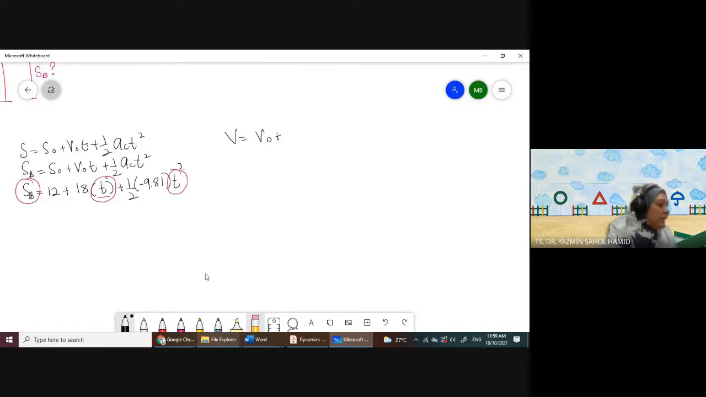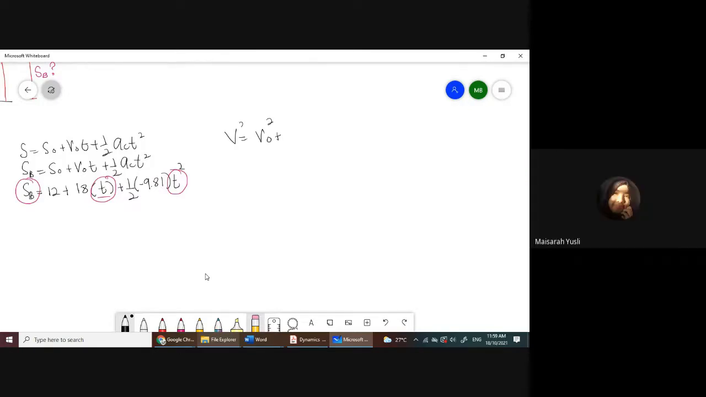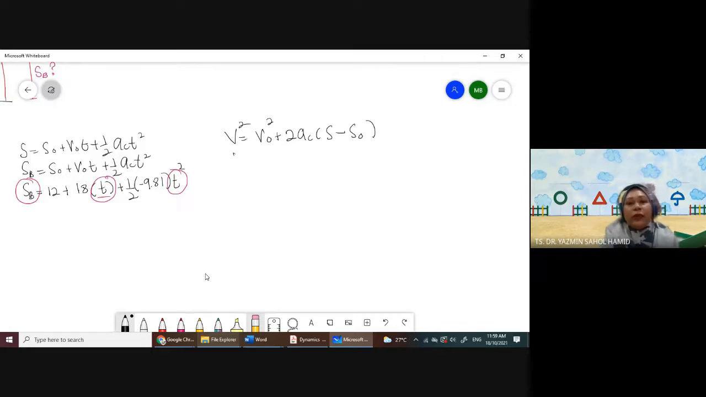What is the third equation? V squared equals V naught squared plus 2 AC (S minus S naught). Okay, so this will be VB squared equals V naught squared plus 2AC (SB minus S naught).